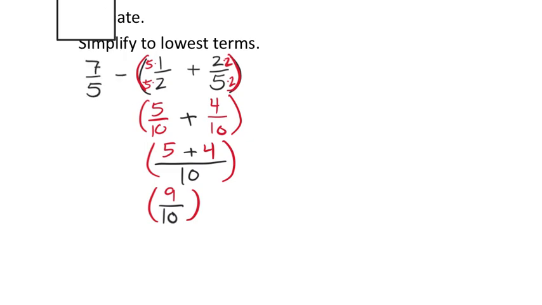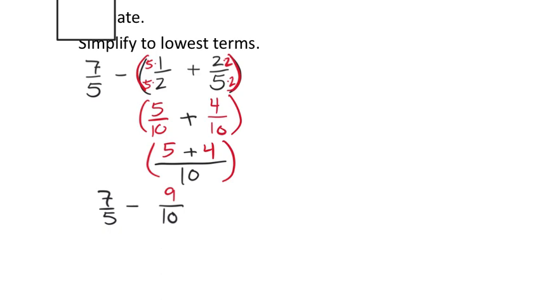And on the outside, I now need the 7/5 minus the 9/10. Just to emphasize, we don't really need the set of parentheses. If you want to keep them, that's fine, but I'm going to get rid of them just for convenience's sake. I've got 7/5 minus 9/10, and if I can get the denominators to match, that would be great. What I notice here is that the 10 denominator is a multiple of the 5 denominator, so I don't need to change the 9/10.